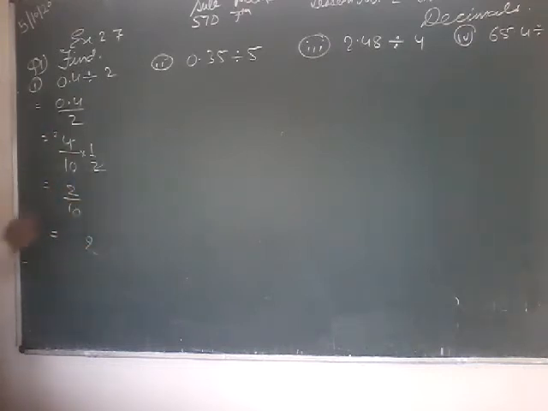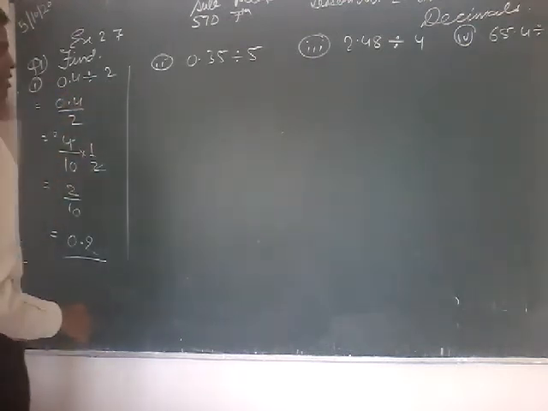Write 2. There is one decimal, one digit here, so we will put one decimal from the back side. So point and 2, that means 0.2. 0.4 divided by 2, that means the answer is 0.2. Now next question.